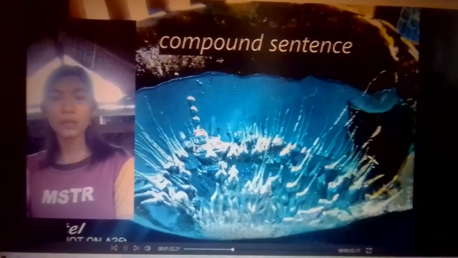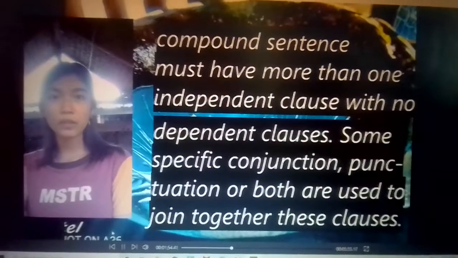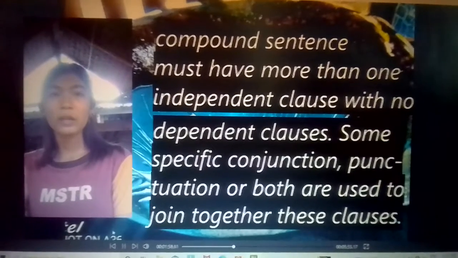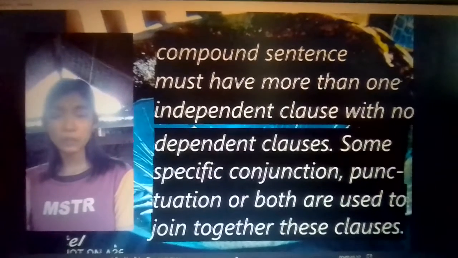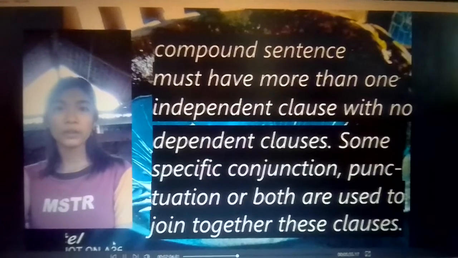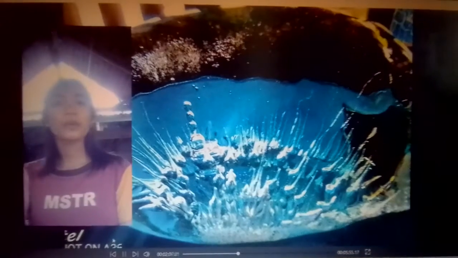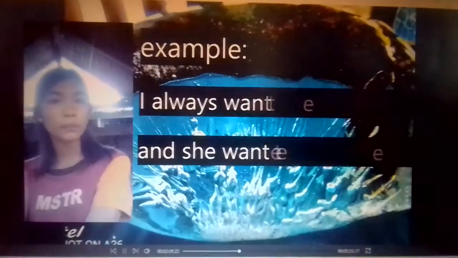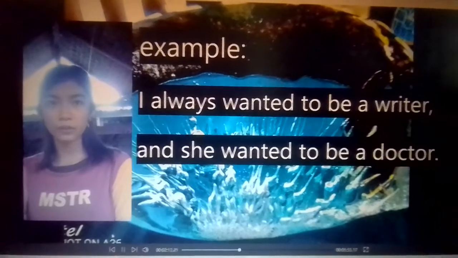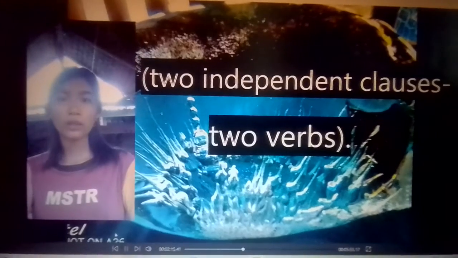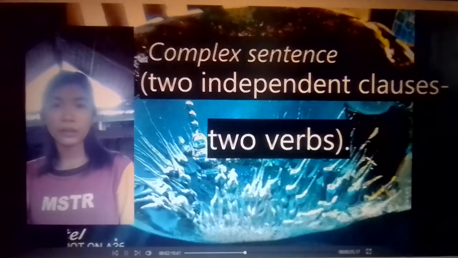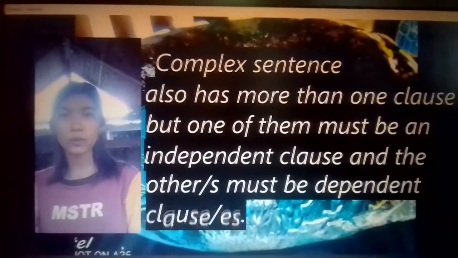When we say compound sentence, a compound sentence must have more than one independent clause with no dependent clauses. Specific conjunctions, punctuation, or both are used to join these clauses together. So we have an example. I always wanted to be a writer and she wanted to be a doctor. If you notice, there are two independent clauses with two verbs.